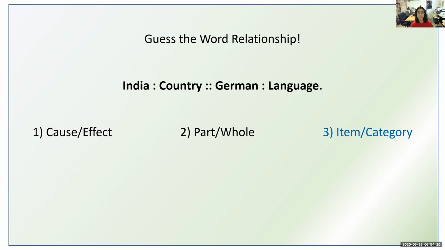All right, so if you guessed item category, you are correct. India falls under the category of a country, and German falls under the category of language, because there's a whole bunch of other languages besides German, like Spanish, French, English, all that. So it falls under the broader category, the broader picture of language.